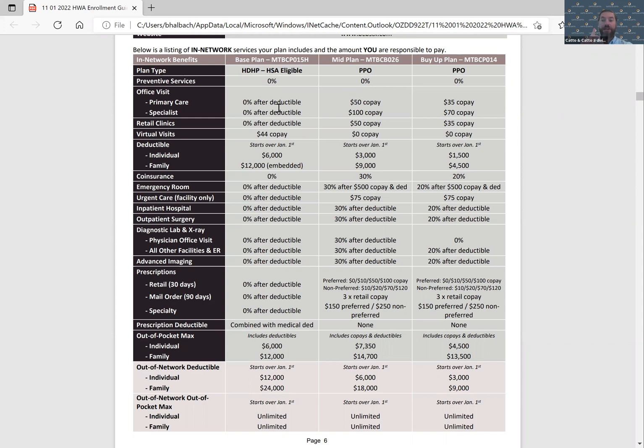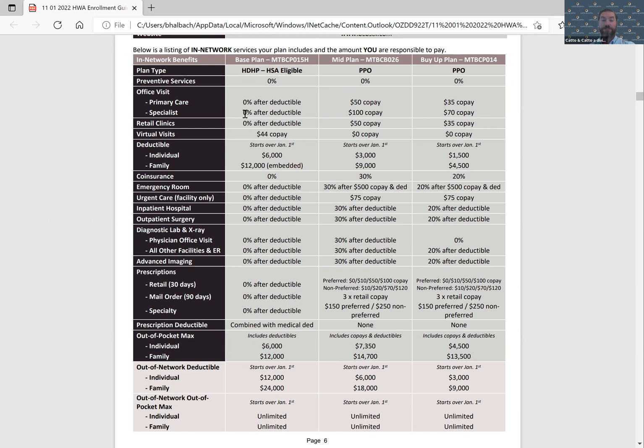HSAs are higher in terms of the cost of usage inside of an office visit, whereas you'll see the mid and the buy-up plan have a flat rate. That's what a copay is, just a flat rate when you go in. So the mid and the buy-up have a flat rate. On the HSA, you do not have a flat rate. In fact, all HSAs are structured this way. That also is set by the IRS. So mine works the exact same way.